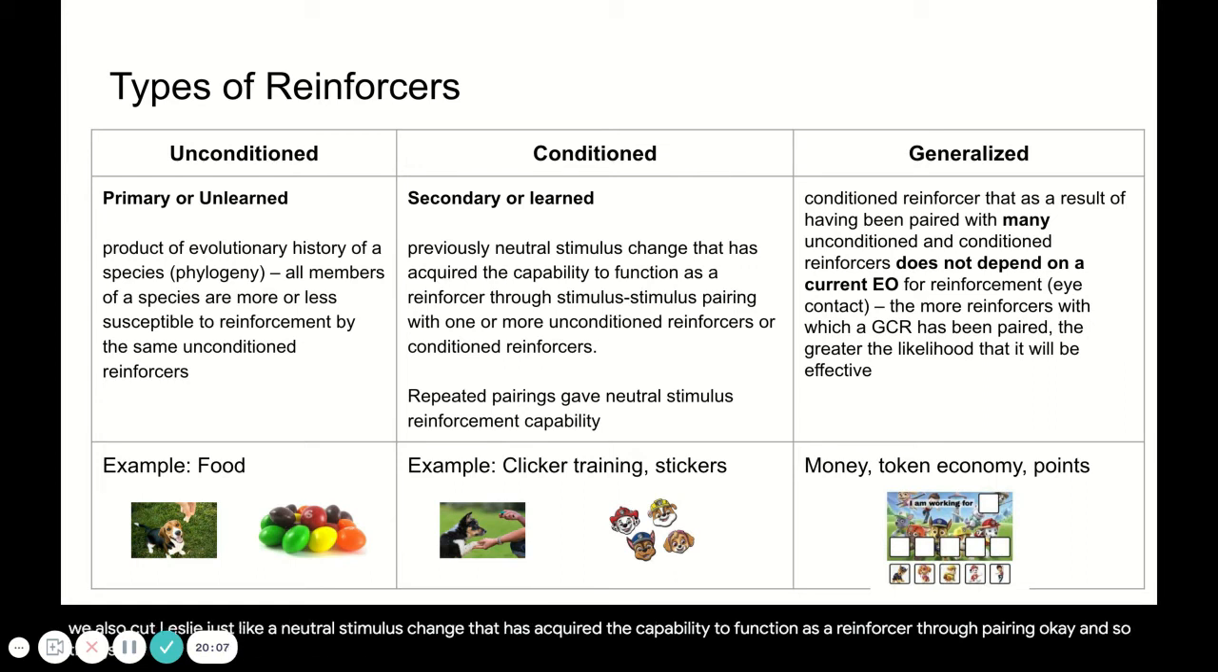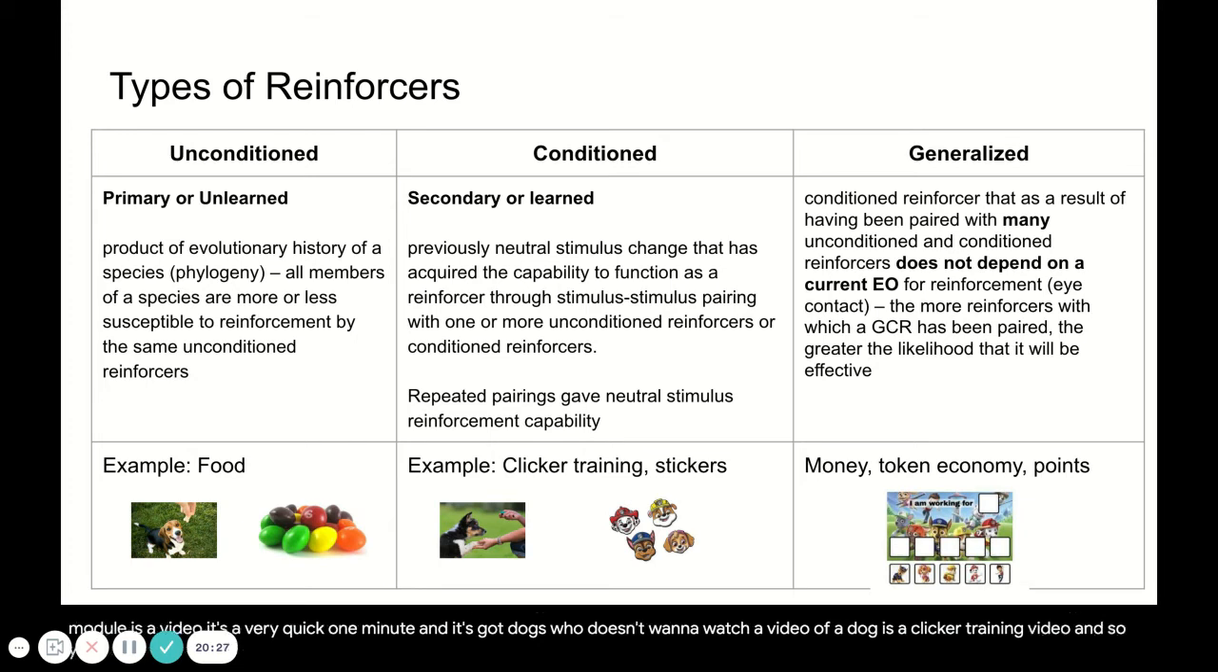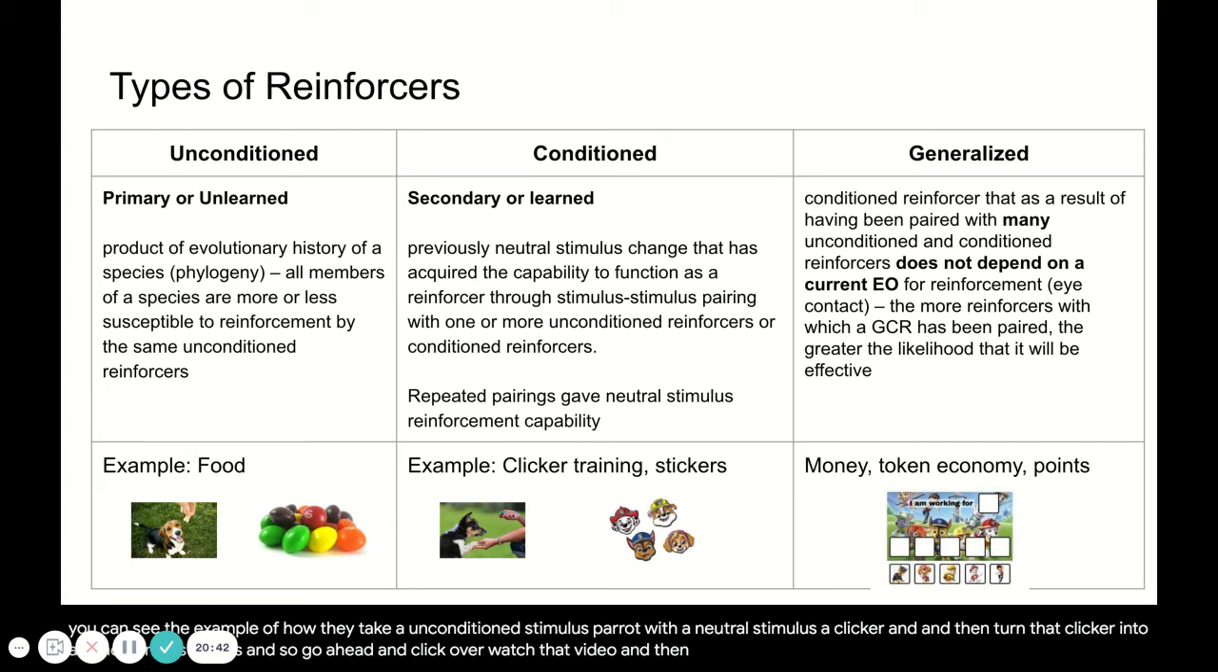Okay, and so things like clicker training for dogs, if you're familiar with that. What I'm actually going to have you do is item number 6 on the Canvas module, which is a video. It's very quick, 1 minute, and it's got dogs. Who doesn't want to watch a video of a dog? It's a clicker training video. You can see the example of how they take an unconditioned stimulus, pair it with a neutral stimulus, a clicker, and then turn that clicker into a conditioned stimulus. So go ahead and click over, watch that video, and then you'll understand what clicker training is.